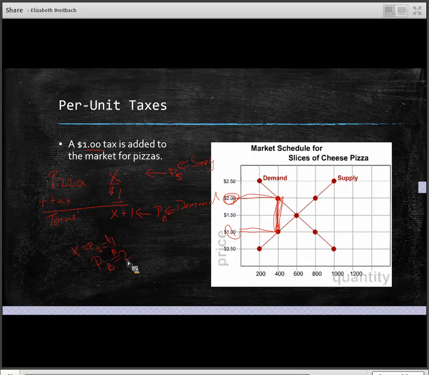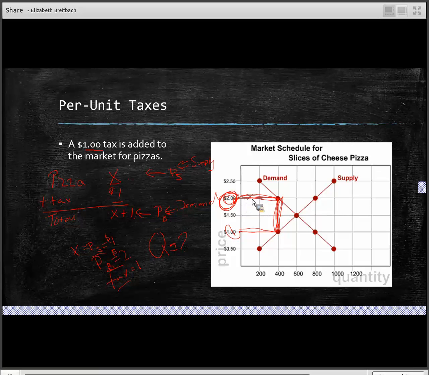What is the quantity equal to? Well, how much is demanded when the price is $2? If the price is $2, the quantity that I demand is right here, and that is 400 units. All right, what if the price sellers receive is $1? What would be the supply if the price was $1?